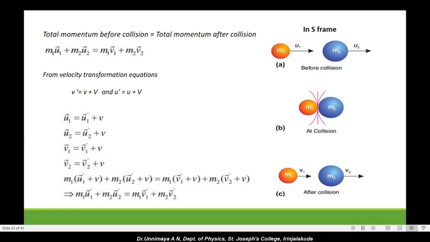And using the velocity transformation equations, we can write v prime is equal to v plus capital V, or u prime is equal to u plus capital V, where u and v are the velocities before collision and after collision in the S frame. u prime and v prime are the velocities of the particle in the S prime frame before and after collision.